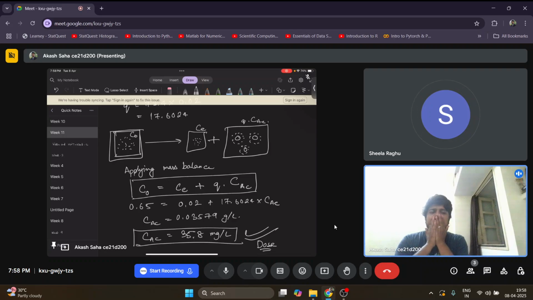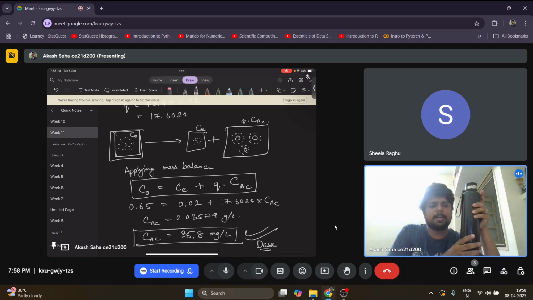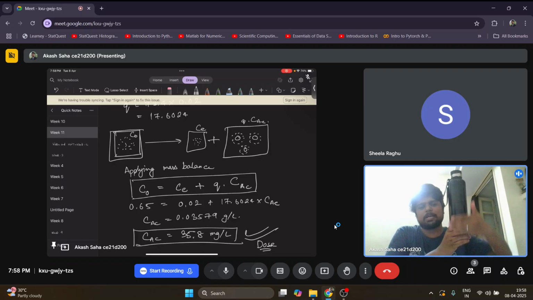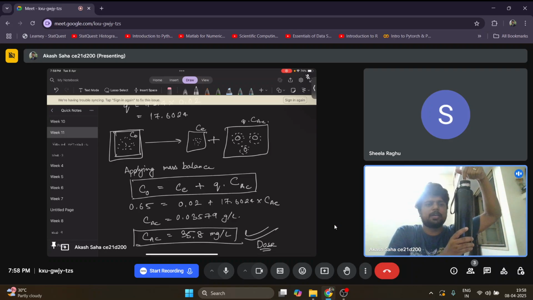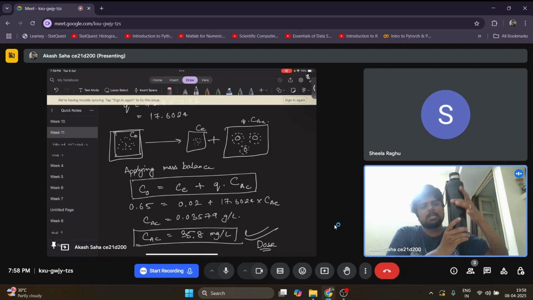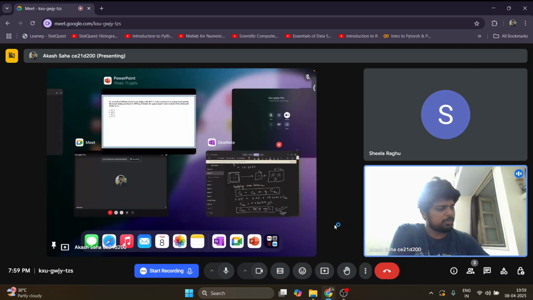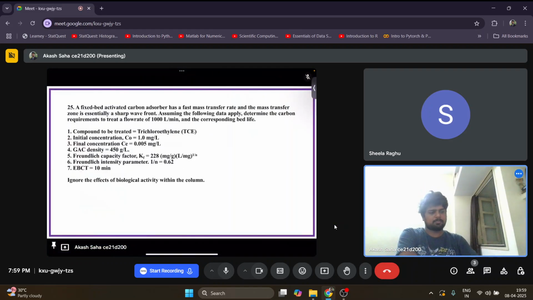Now instead of a batch reactor, suppose some kind of column is there. It is filled with activated carbon, and some influent is coming in and effluent is coming out from here. All the contaminants will get adsorbed throughout the length of this activated carbon. That kind of problem was the previous one which I was going to discuss.